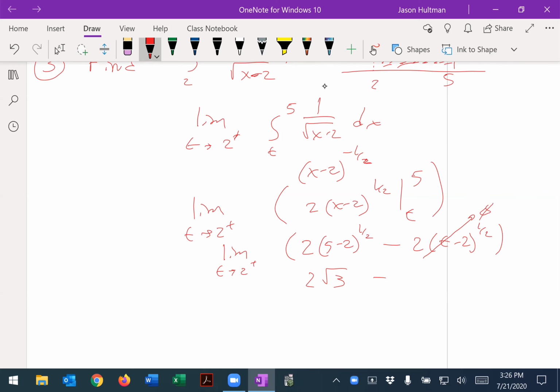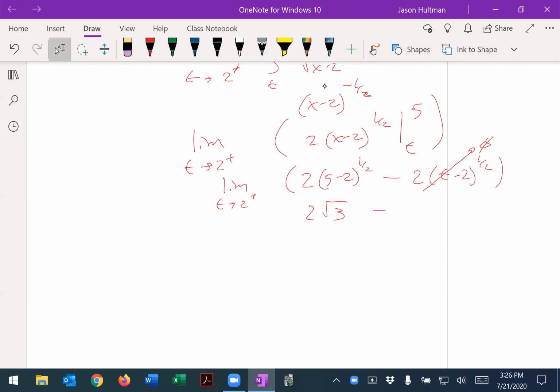So what's the area under the curve? Well, the area under the curve is 2 radical 3. So it converges. It converges to 2 radical 3.